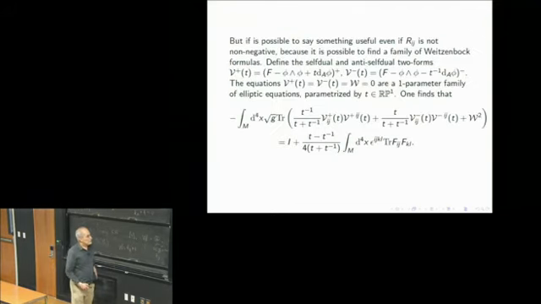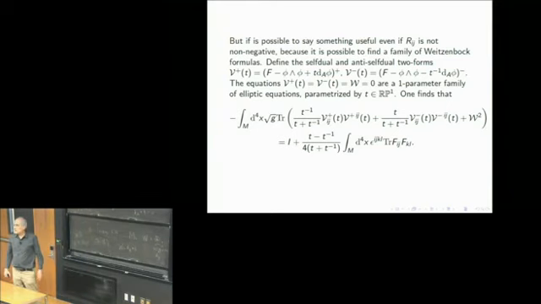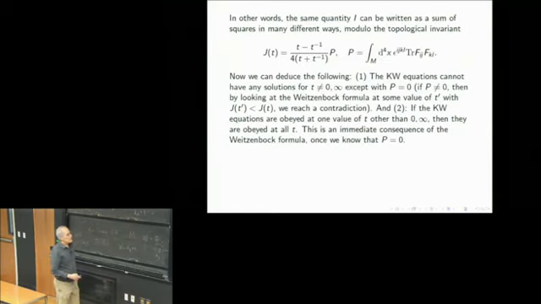Now that we know that p is 0, we can drop this term, and we indeed have written the same quantity I as a sum of squares in many different ways. So therefore, if the equations are satisfied for one value of t, they're satisfied for all values of t. Because if they're satisfied for one value of t, then I vanishes, and therefore for any other value of t, the sum of these squares vanishes, so they all vanish. So that's the second statement. If the KW equations are obeyed at one value of t other than 0 or infinity, then they're obeyed at all t. That's an immediate consequence, as I just explained, of the Weitzenbock formula once you know that p is 0.